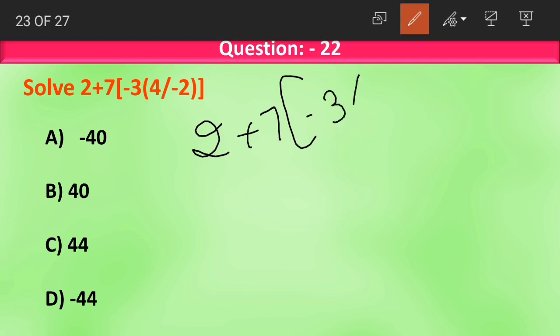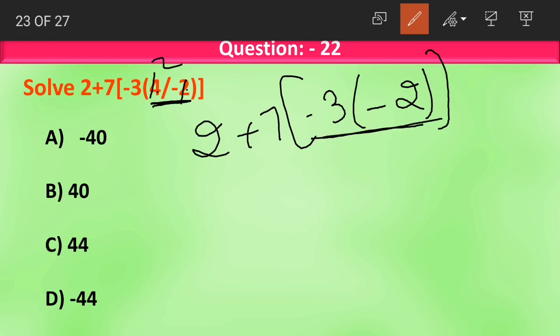2 plus 7 brackets open minus 3, 4 by minus 2. This is the innermost bracket, right? 4 by minus 2 is in the innermost bracket. How do we solve 4 by minus 2? First, let us solve the signs. 4 is positive and 2 is negative. In multiplication and division, when signs are different, the answer will be negative. Now, what is 4 divided by 2? 4 divided by 2 is equal to 2, as we know 2 2s are 4.